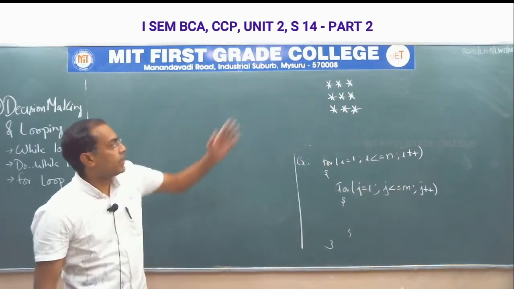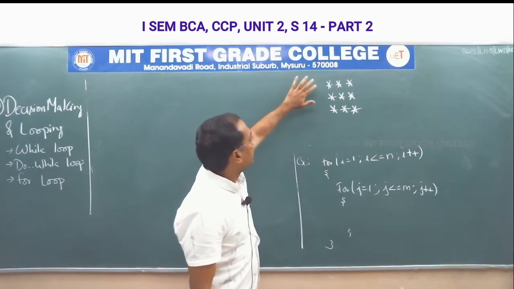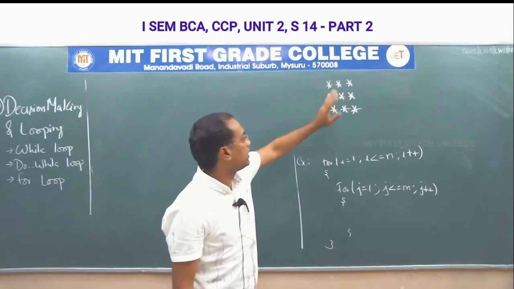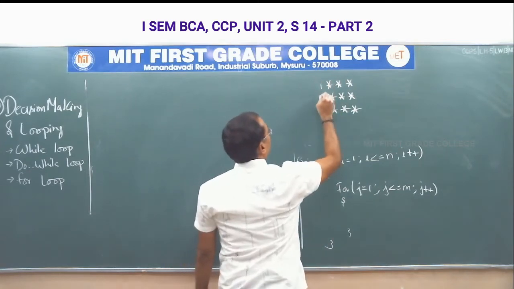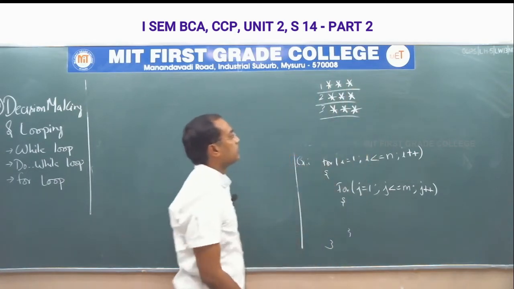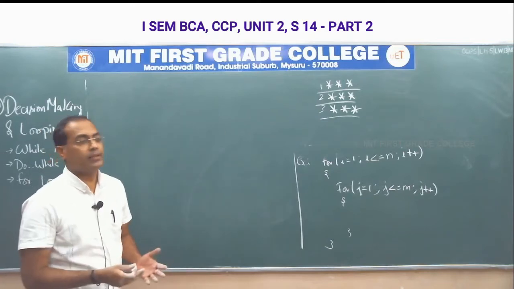Students, I have written some stars in such a manner that the first row contains 3 stars, the second row also contains 3 stars, the third row also contains 3 stars. So there are 3 rows. Now we need to generate something like this.